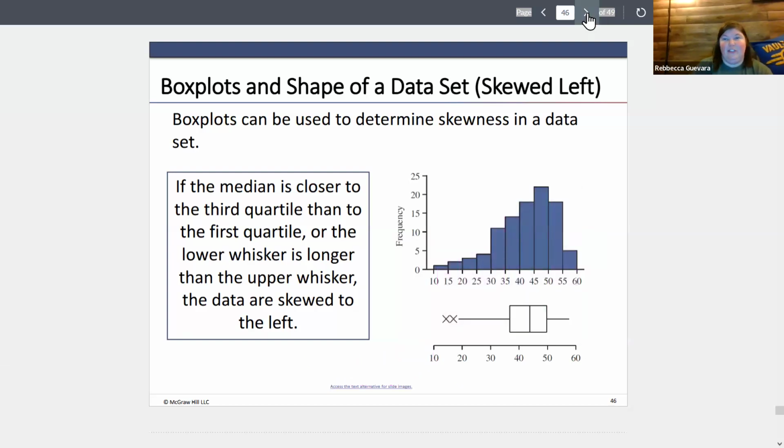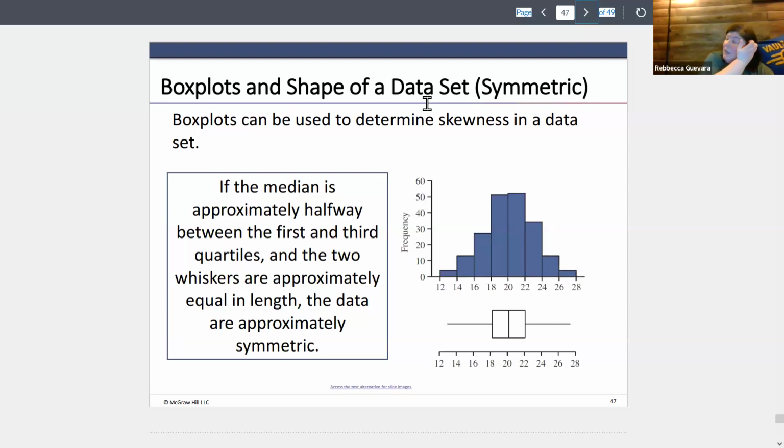Okay, so we have just a question here. In a bit, we're going to go through and identify this again, but symmetric data. So if your boxes are about the same size, so your median's halfway between your first and your third quartile, and the two whiskers are approximately equal in length, that means we're going to be symmetric. So this is symmetric, meaning this should be symmetric. So symmetric box plots give us symmetric distributions for the most part.